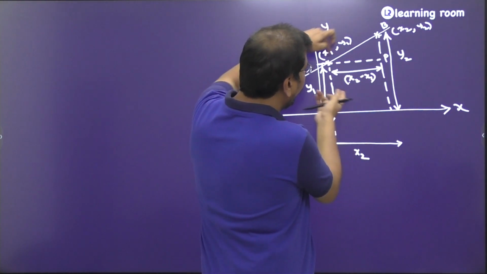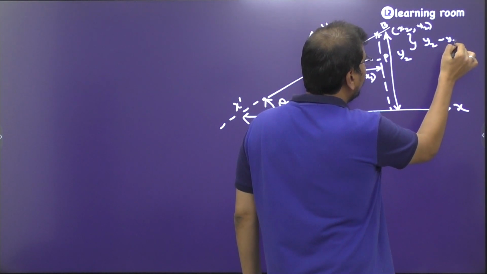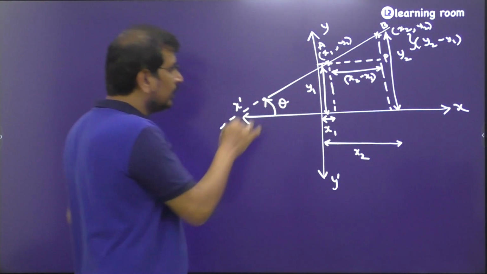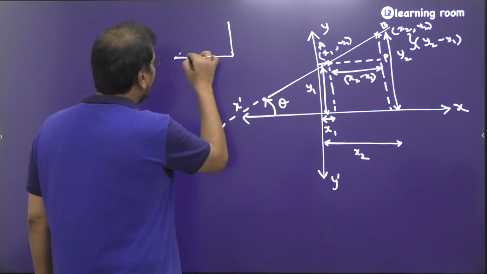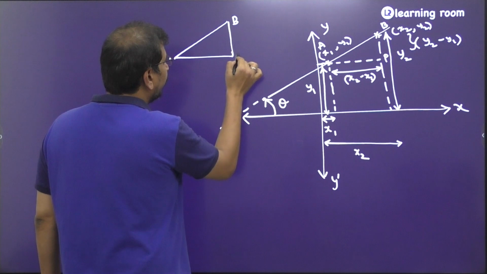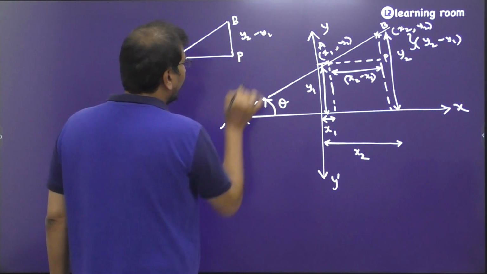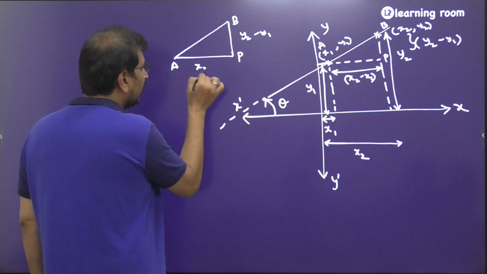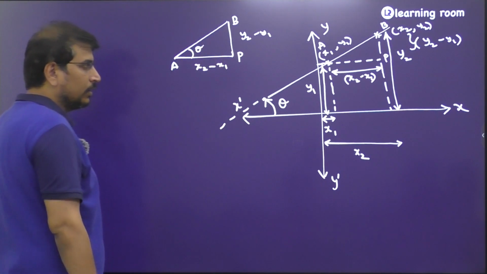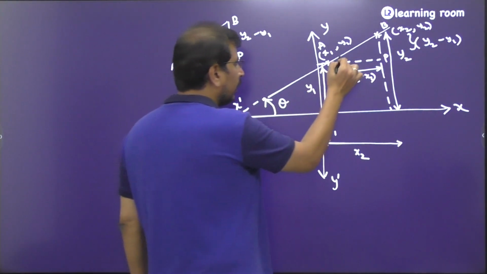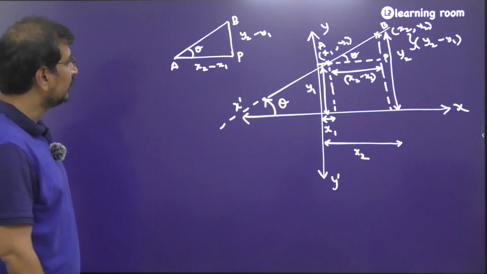If this distance is y2, this is y1, then how much is y2 minus y1? So if I take the triangle BPA, what is BP? Y2 minus y1. What is AP? X2 minus x1. Then what is this angle? It is theta. Because if this is theta, this is also theta. Why? They are corresponding angles. Am I clear with this?